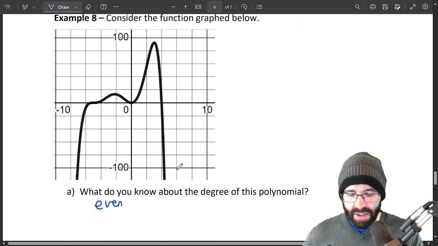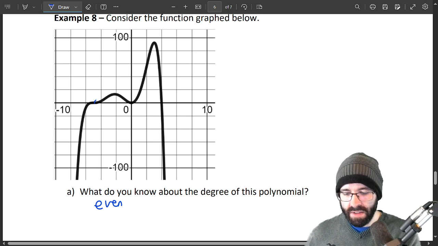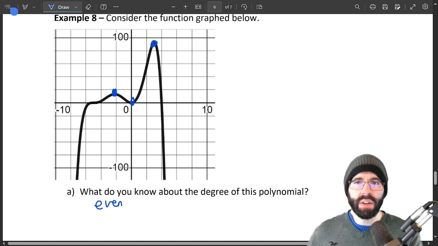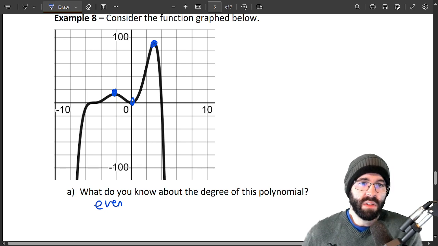All right, so we know the degree is even. We could look at the turning points. Oh, that's not a turning point. There's one turning point here, a turning point here. There are 3 turning points. So the degree must be at least 4.